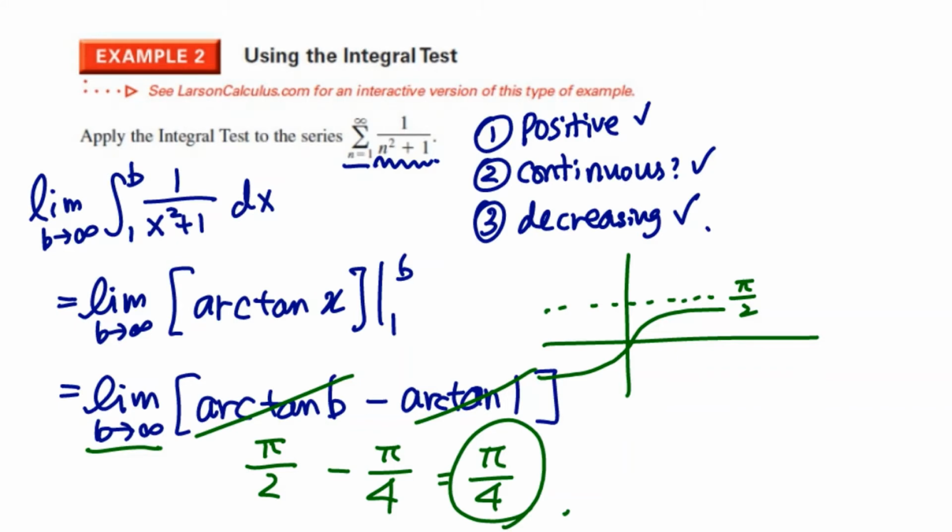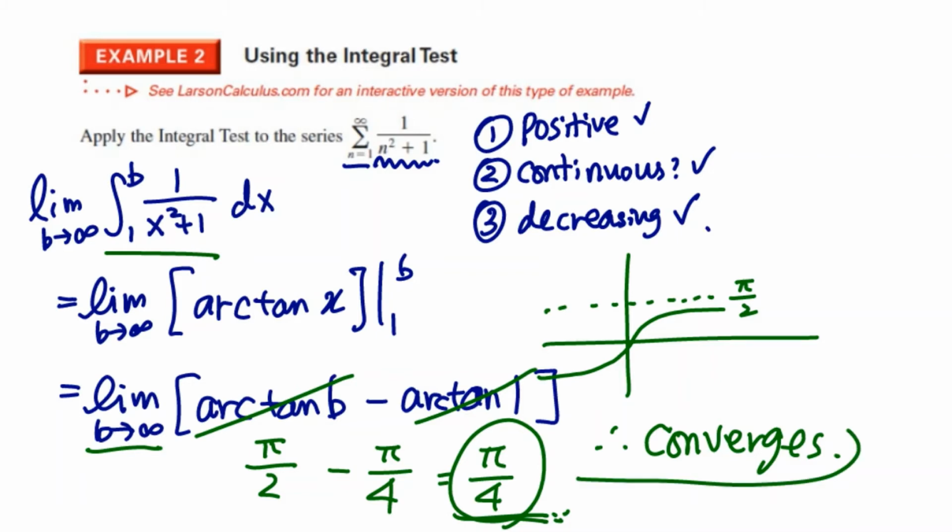So we can say that the series converges. But this doesn't mean that the series converges to pi over 4. The integral converges to pi over 4, but that doesn't mean that the series converges to pi over 4. However, the series converges because the integral converges.